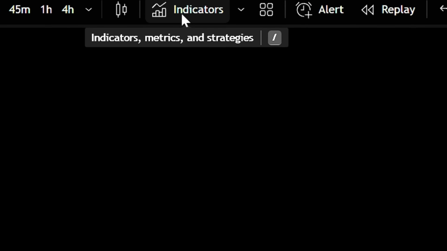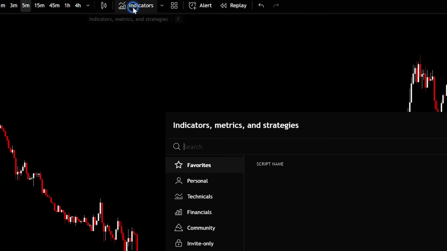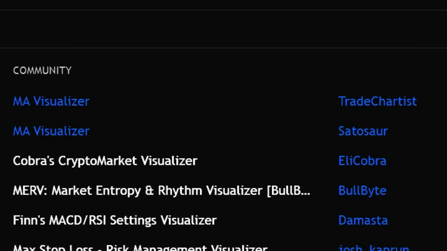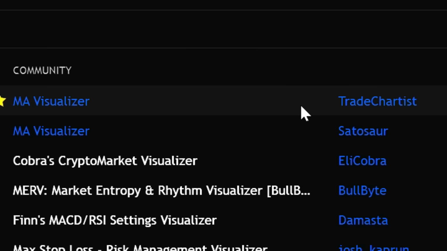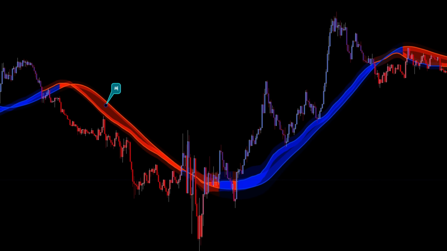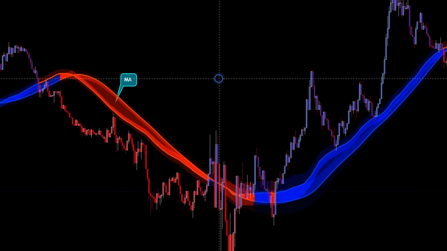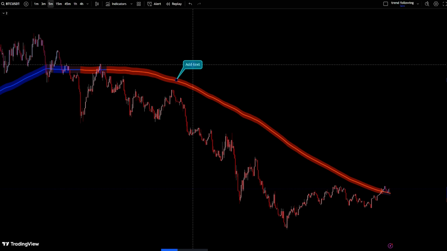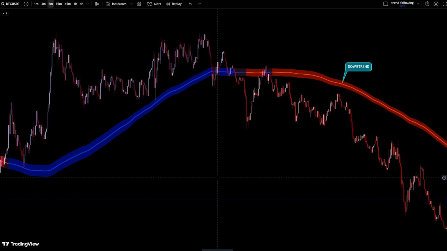Add MA Visualizer to your chart. Here's the simple breakdown. It's a moving average based ribbon that shows price relative to the MA. Instead of a cluttered mess of lines, it gives you a clean colored ribbon. Red means downtrend, and blue means uptrend. With a glance, you immediately know the market's current bias.